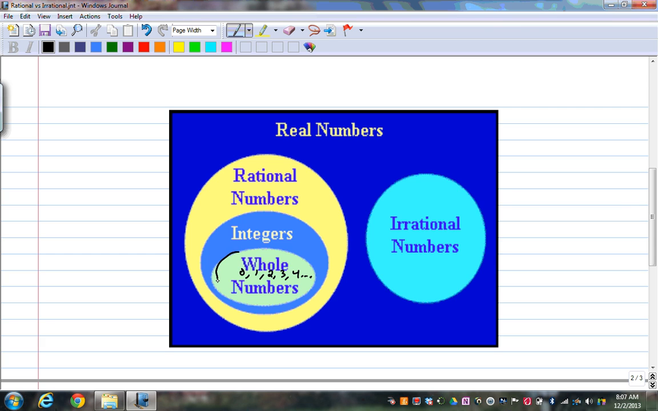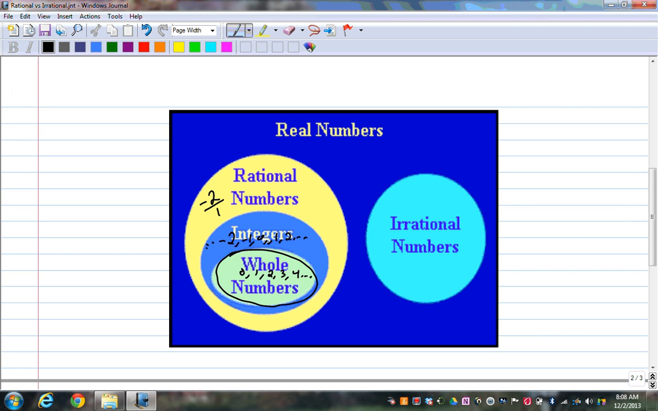And then we learned about integers. Integers include the whole numbers. That's why the whole numbers are inside. But it goes negative too. So I have -2, -1, 0, 1, 2, ... both directions. Rational numbers then include integers and include whole numbers, and they can be expressed as a fraction. So for example, if I had -2 and I need to write it as a fraction, I put it over 1 and I say, hey, look, it is rational.